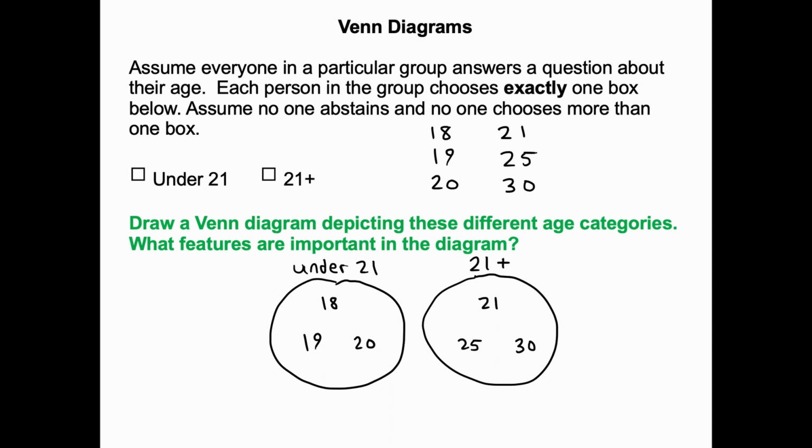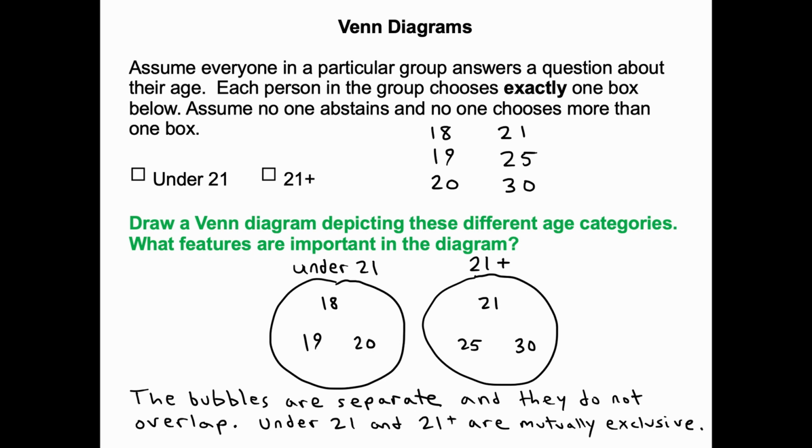Notice that it is impossible for one person to belong to both sets. Nobody is both under 21 and 21 plus in the same instant of time. These bubbles are separate and there's no need for them to overlap. Under 21 and 21 plus are called mutually exclusive, meaning they can have no elements in common, and it is impossible for one person to belong to both groups simultaneously.